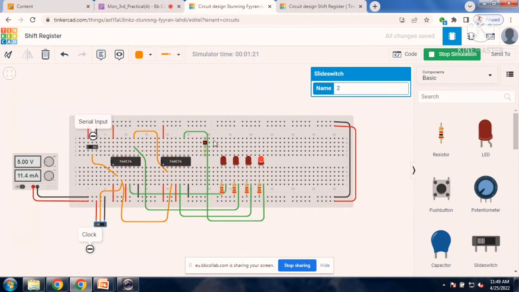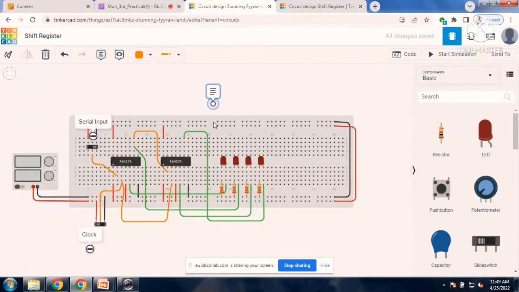Okay, in the sequence. So that's why I mentioned here, this one is our QA. This one is our QB. This one is our QC. So hence the data is transferred from QA to QB.